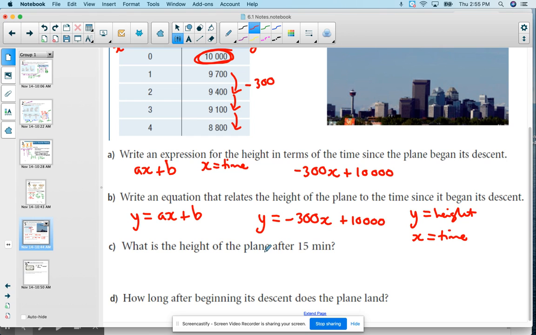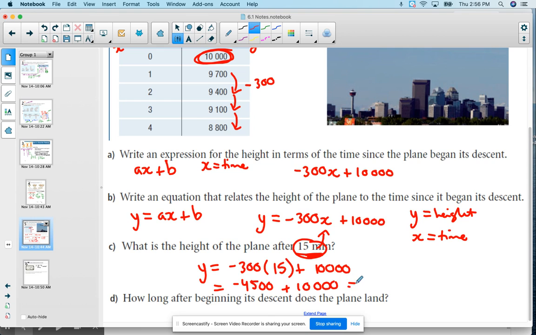Okay. What is the height of the plane after 15 minutes? Well, if we've recognized that we've made x our time, we can now just put that 15 minutes right into our equation. So y is equal to negative 300 times 15 plus 10,000. Negative 300 times 15 is negative 4,500, plus 10,000 equals 5,500 meters.